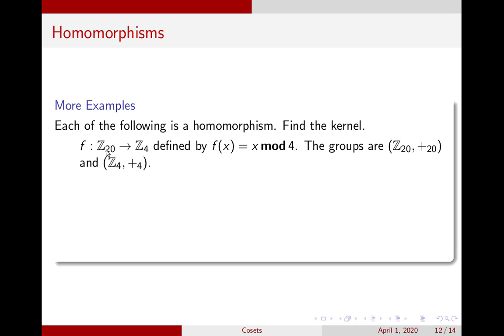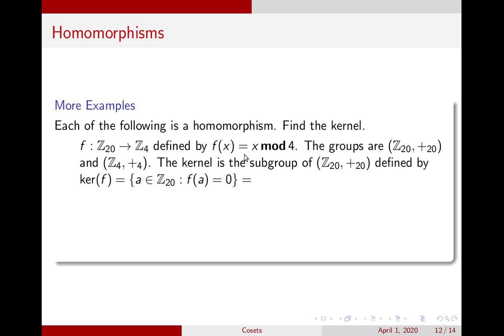Okay, so remember Z20 consists of all the integers from 0 through 19. Z4 consists of all the integers 0 through 3. We want to find the kernel. Okay, by definition, it's the elements of Z20, of the domain of f, that are matched by f with the identity in Z4. So 0 is the identity in Z4.